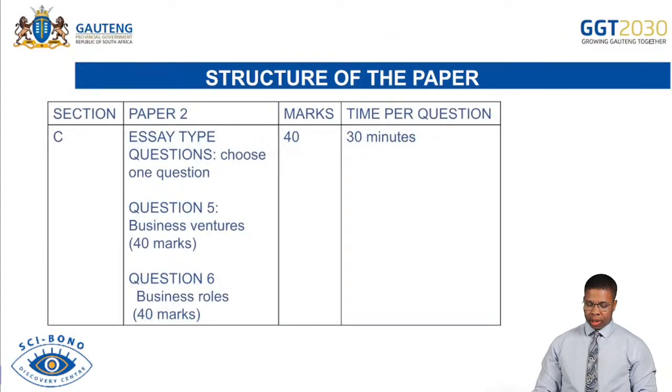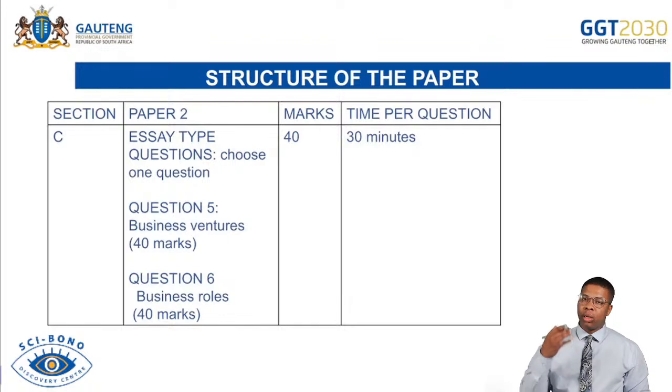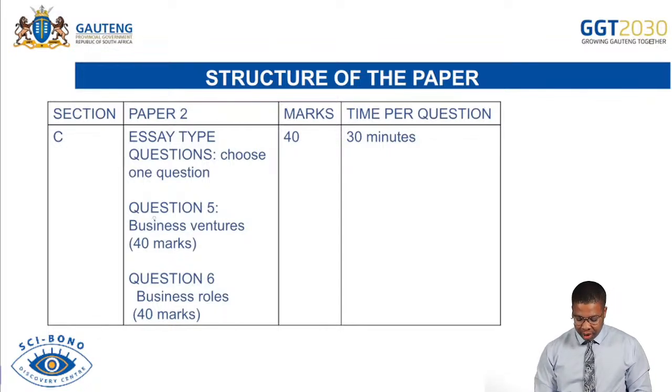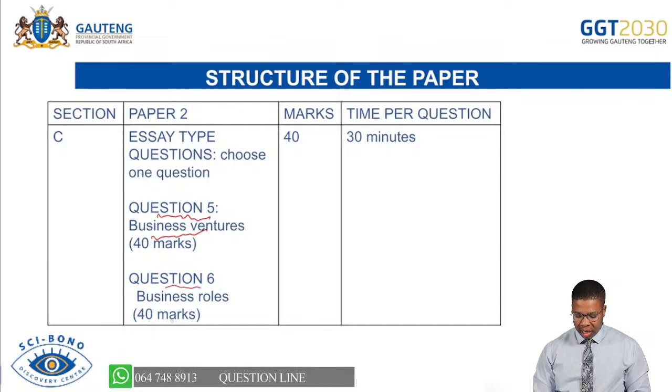Then we have section C. In your section C, the instruction is very clear: choose only 1 question. Your section C will assess your business venture under question 5, and then question 6 will assess business roles. It is for 40 marks, and you should know now that you have 30 minutes, and it's very clear you need to choose only 1 question. You can choose either question 5 or question 6.